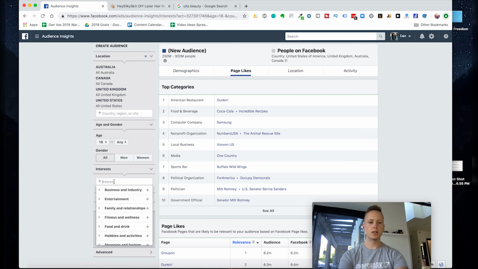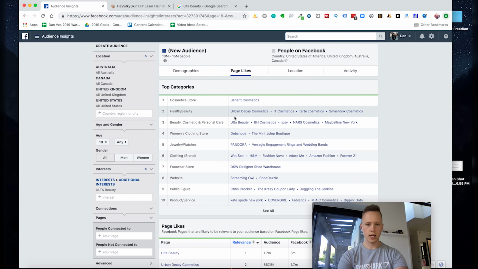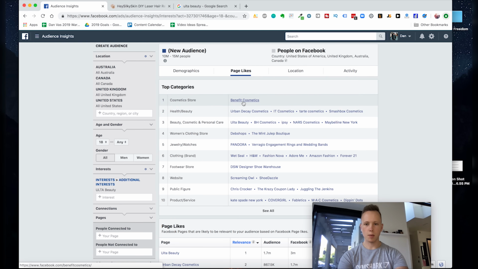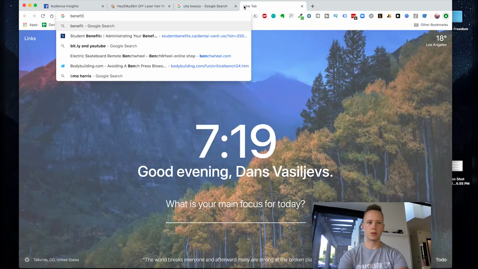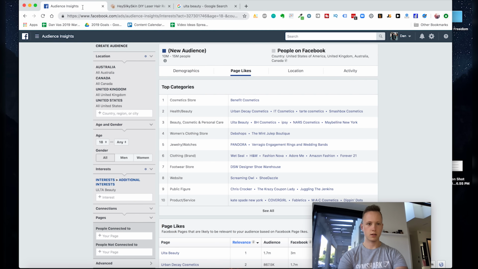So for hair removal, we can also try typing in even our competitor, if they have a page. They don't have a page, so we can try typing in Ulta Beauty, one of the interests that we just found here. People that like Ulta Beauty on Facebook also like all of these brands. So Benefit Cosmetics, I have no idea what that is. So we're going to type that out, Benefit Cosmetics. It looks like it's some makeup stuff. All right, let's try that out.